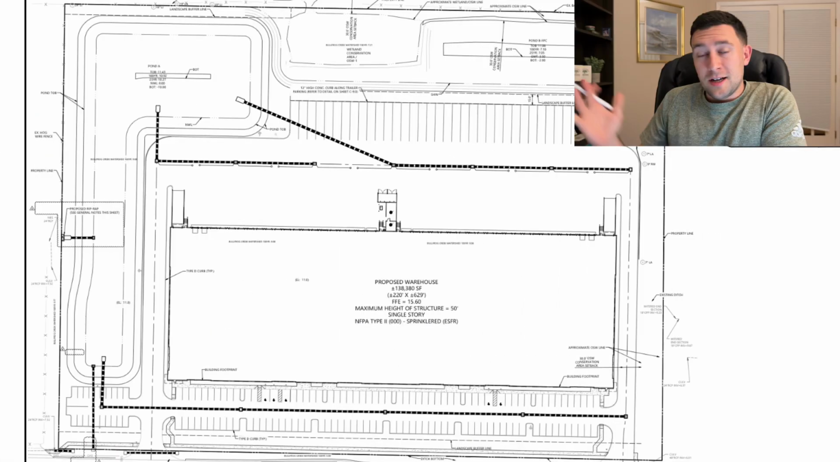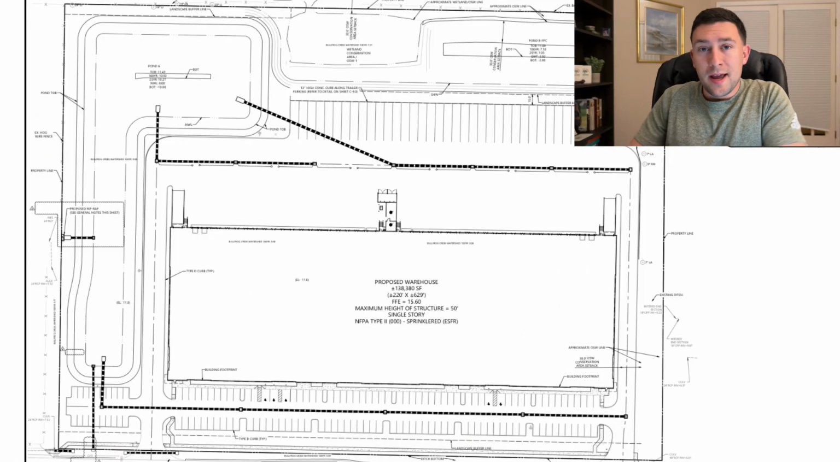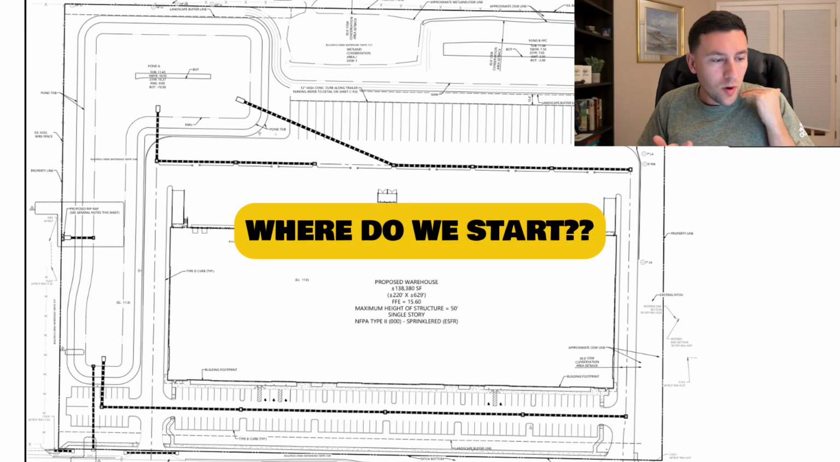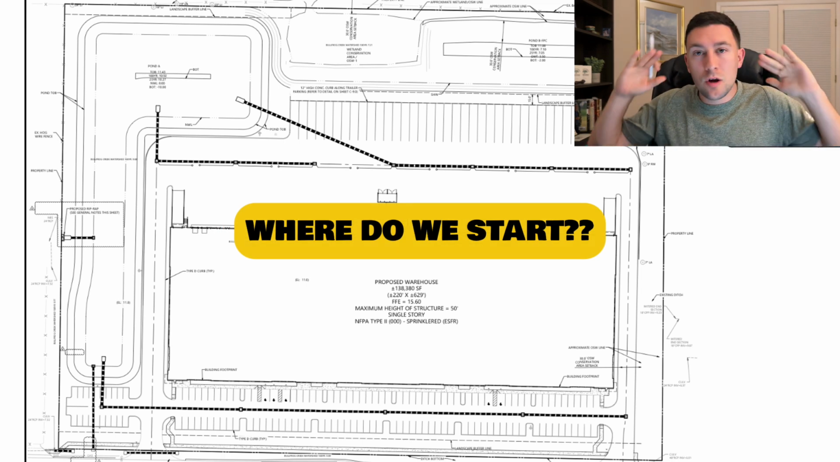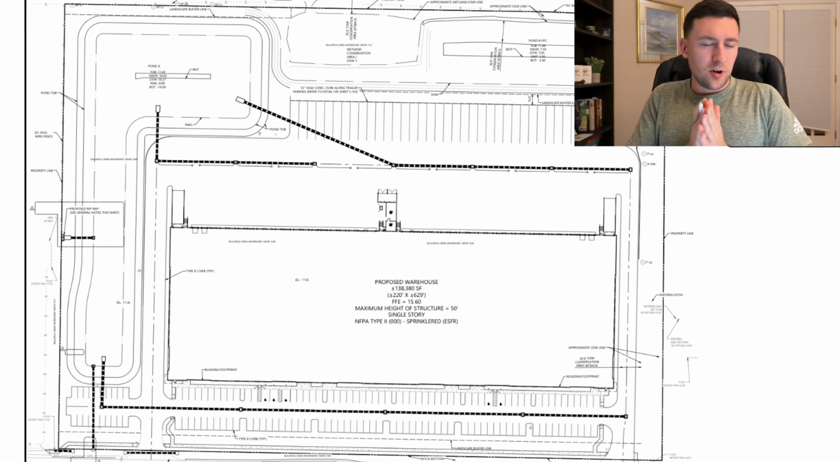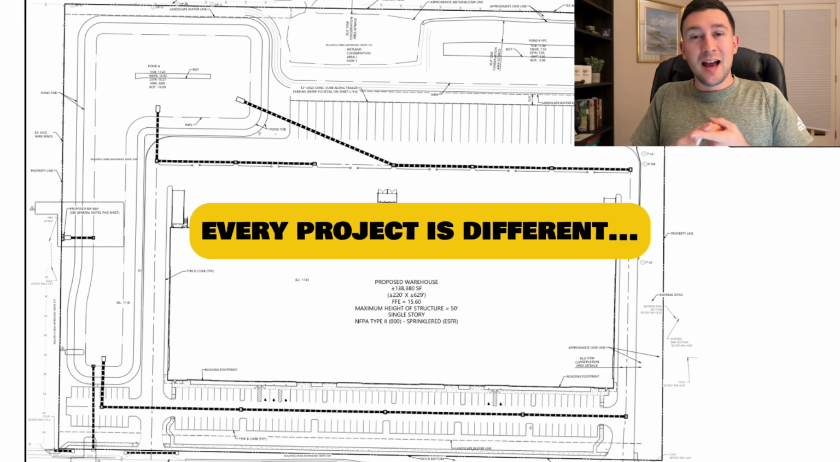So I just want to dive into some of those details of the driving force. All right, so now that we've gotten some of that stuff out of the way, we need to know where in the heck to start a grading plan. That's always the first question: I don't even know where to begin with this. Well, let me just say that every project is different. You have different sizes of projects. This is a 12.5 acre site.